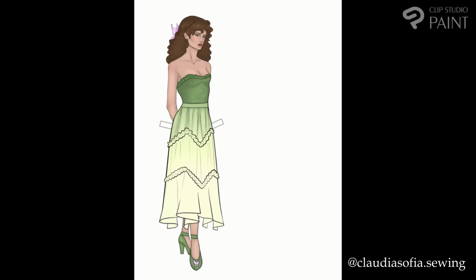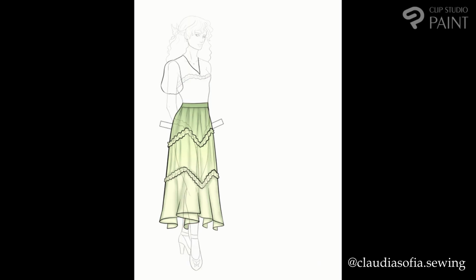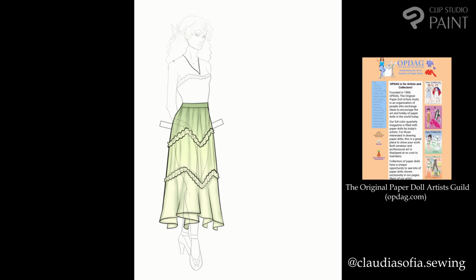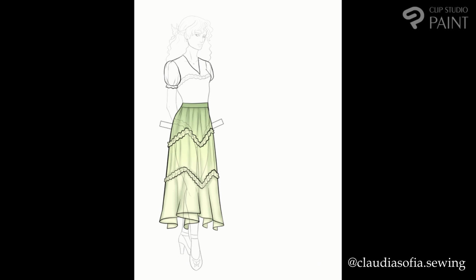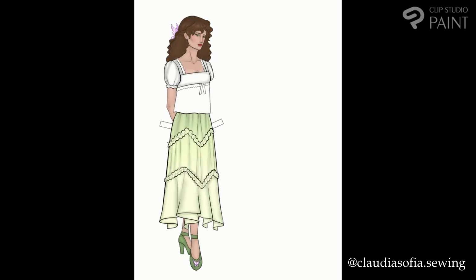So before I gathered my reference pictures and color palettes, I did a little research. I am by no means a professional historian, but I thought I'd share what I found, and here's what I learned. For starters, the original Paper Doll Artists Guild, or OPDAG, defines a paper doll as, and I quote, "a two-dimensional figure drawn or printed on paper for which accompanying clothing has also been made. It may be a figure of a person, animal, or inanimate object," end quote.